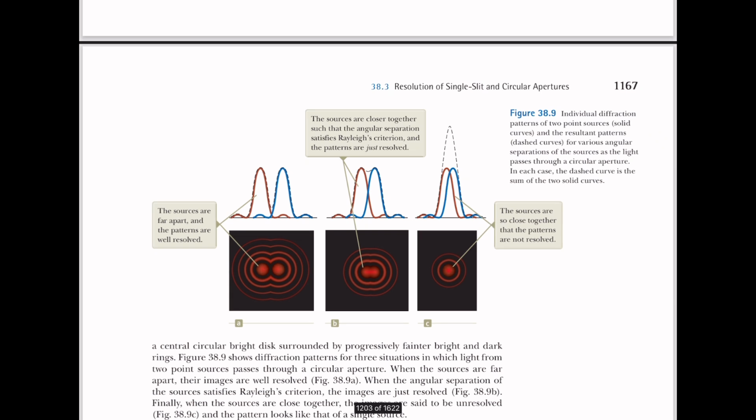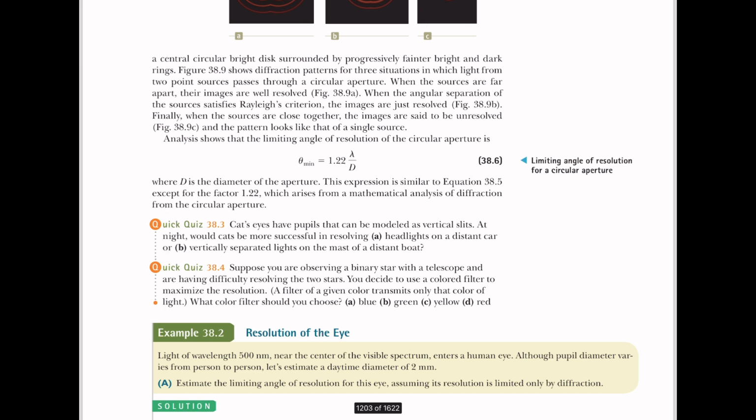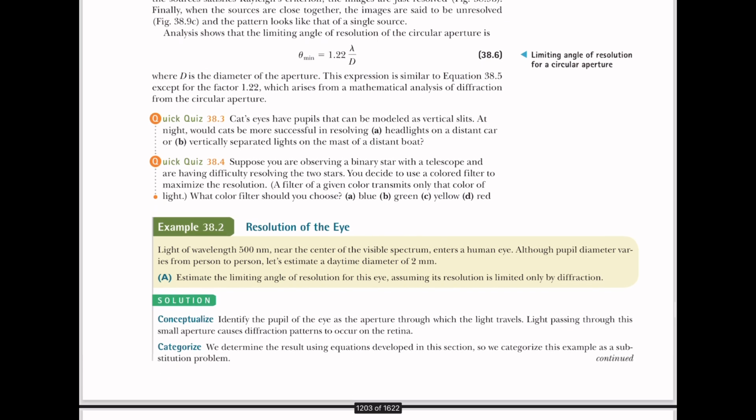Here we have something else. It looks like in A, you can distinguish those two sources. In B, they kind of combine a bit. And in C, they're pretty much the same point source. I'm not sure what that means. Okay, limiting angle of resolution for a circular aperture. I guess this is important.